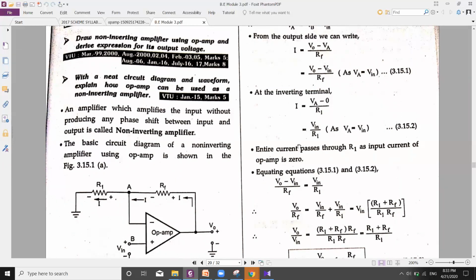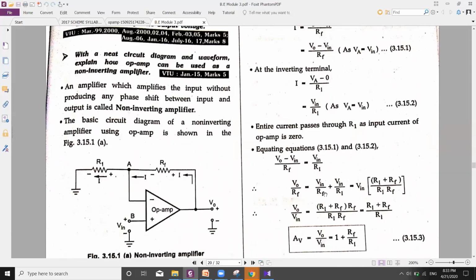Now both the expressions 15.1 and 15.2 are written for the current I. So let us equate them together. On one side we have 15.1, that is V naught minus V in divided by RF. On the other side we have V in by R1. Let us solve it a little. Let us split this LHS part. It will be V naught by RF minus V in by RF, which is equal to V in by R1. Now this V in by RF, let us send it to the other side. It will become V in by RF plus V in by R1.